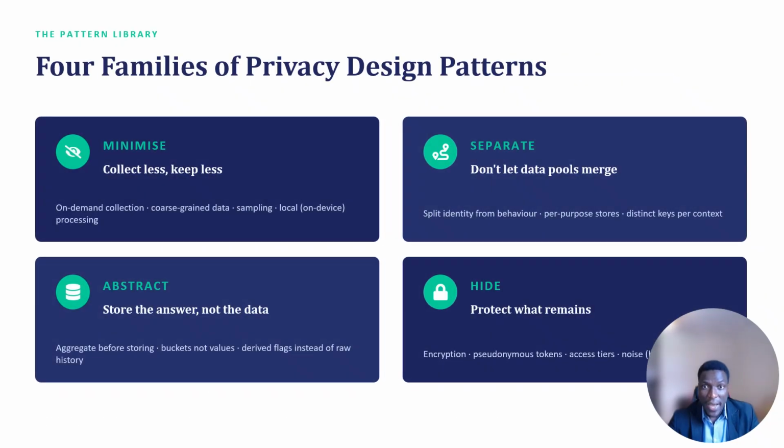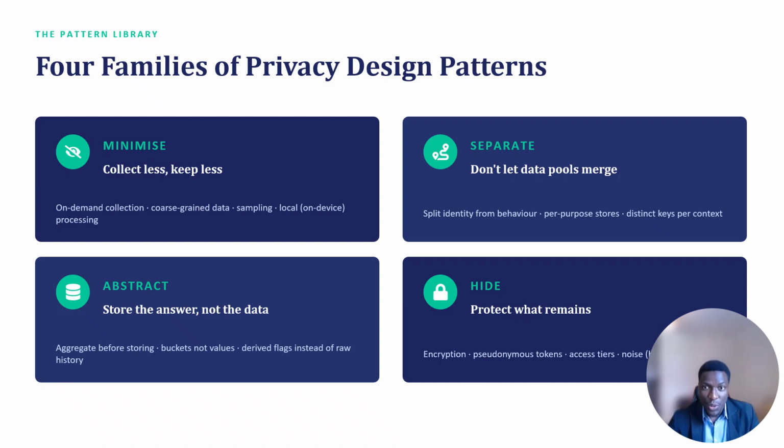The privacy patterns literature can be overwhelming, so here's the working taxonomy to use. Four families. Minimize. This involves collecting less and keeping less, where we use on-demand collection instead of hoovering up front, coarse-grained values, sampling, and on-device processing. So, for example, raw data never leaves the phone.